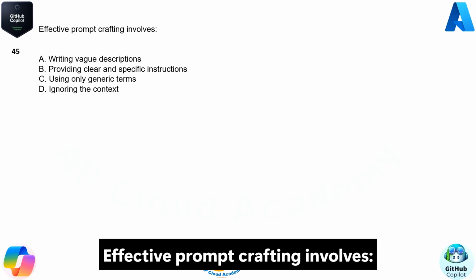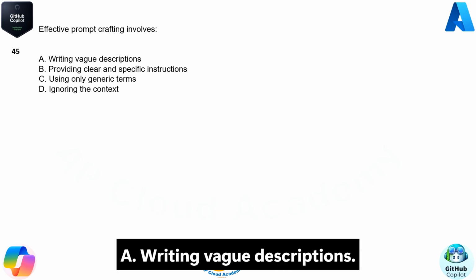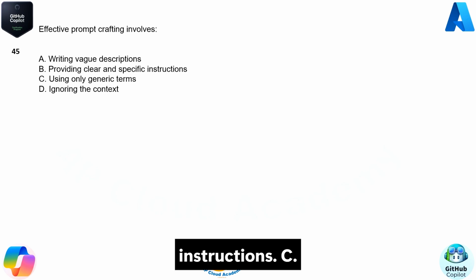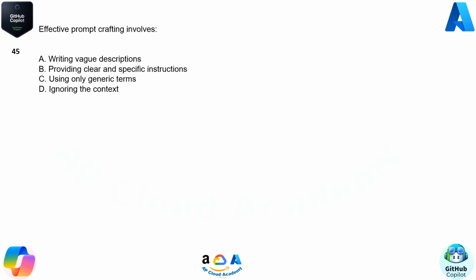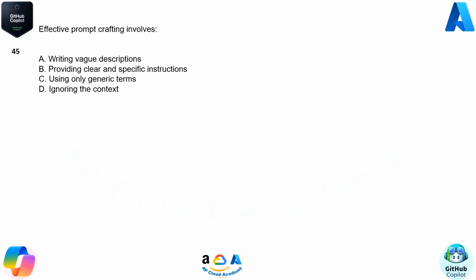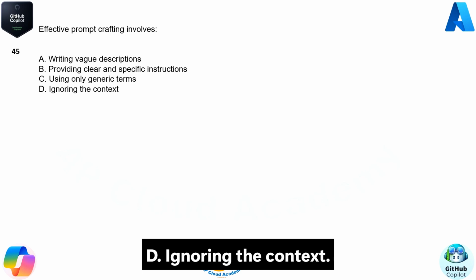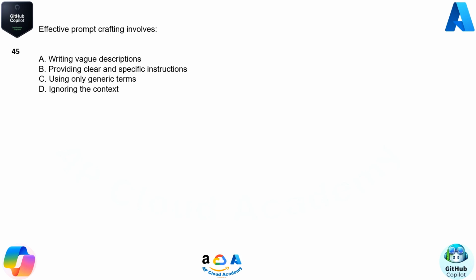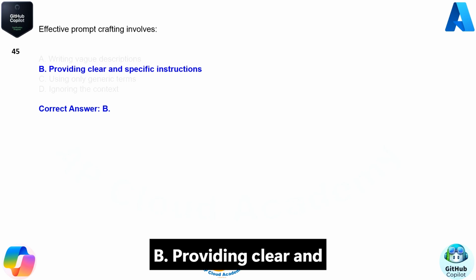Effective prompt crafting involves A. Writing vague descriptions. B. Providing clear and specific instructions. C. Using only generic terms. D. Ignoring the context. Correct answer, B. Providing clear and specific instructions.